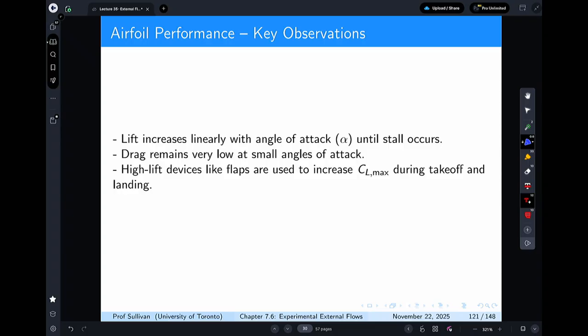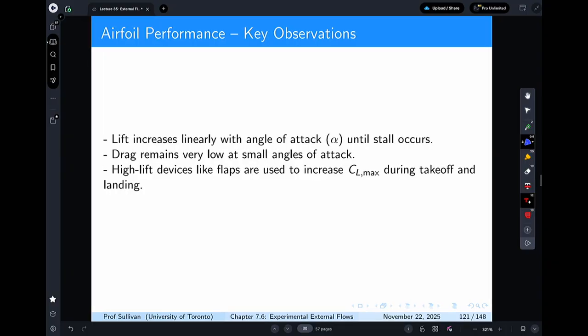Lift increases linearly with angle of attack, and it's really kind of neat to look at the NACA 1920 stuff because there's a lot of data out there, and they do show you these sorts of behavior for a whole bunch of different airfoils. Drag remains low at small angles of attack. High lift devices are used to increase CL max during takeoff and landing. So the only time you use them is to essentially have braking or to improve your lift.